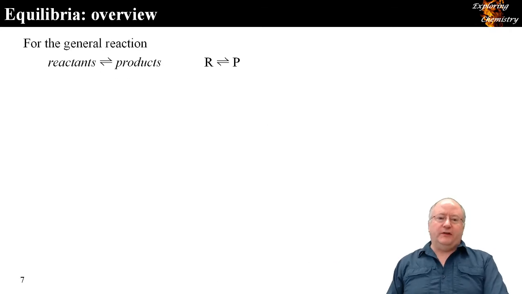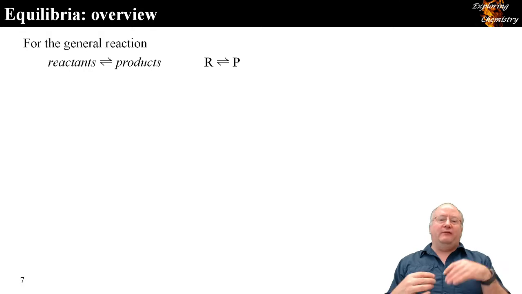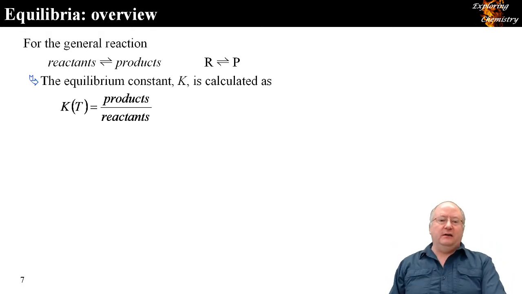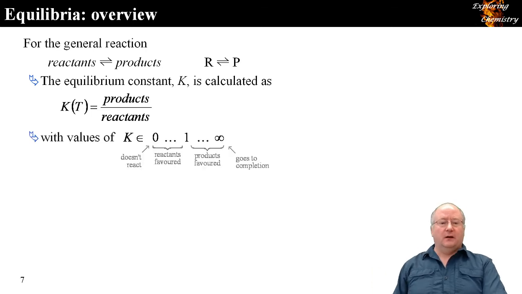So, as part of the overview, you have reactants in equilibrium with products. R is in equilibrium with P. From this, we can get an equilibrium constant, which is simply products over reactants, and we'll be going into more detail on this in literally 5 minutes.